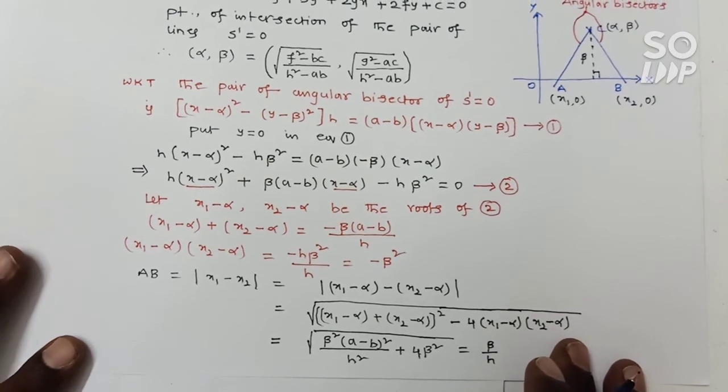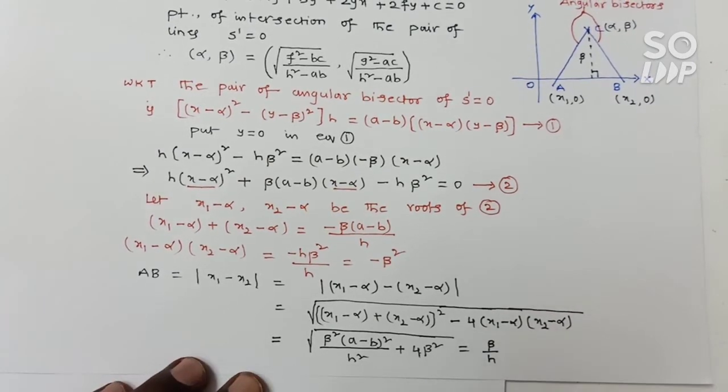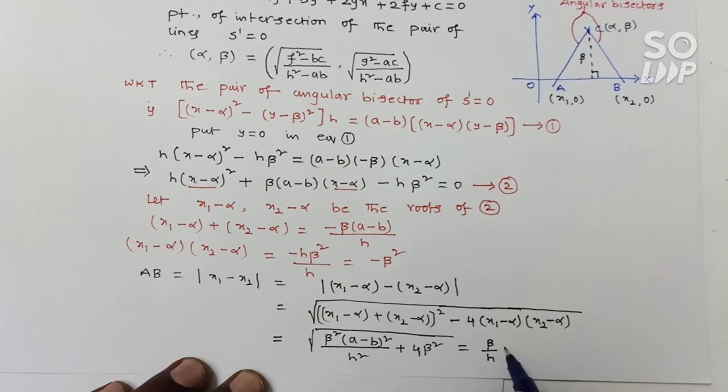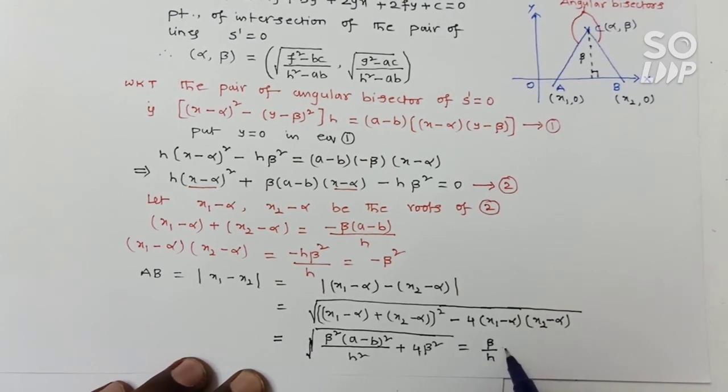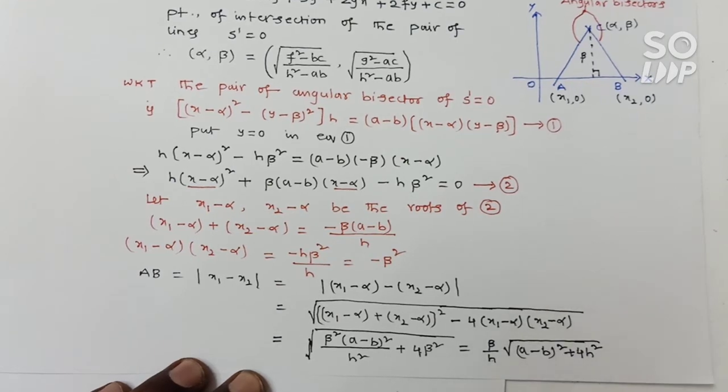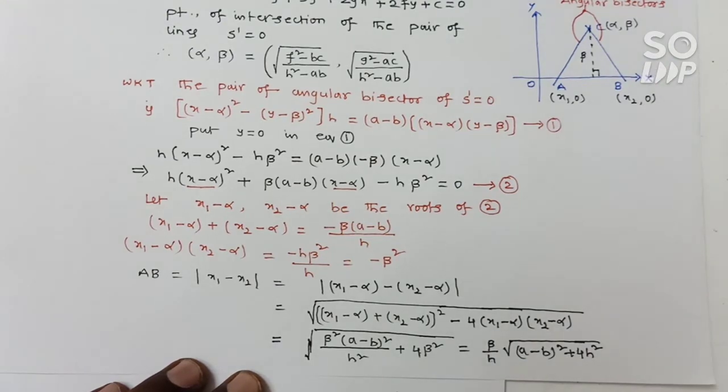So please all of you follow this. Take beta square as common. The h square LCM you write outside of the root. So then it becomes beta by h into the square root of (a minus b) whole square plus 4 into h square. So what is this value? It is the base of the triangle.